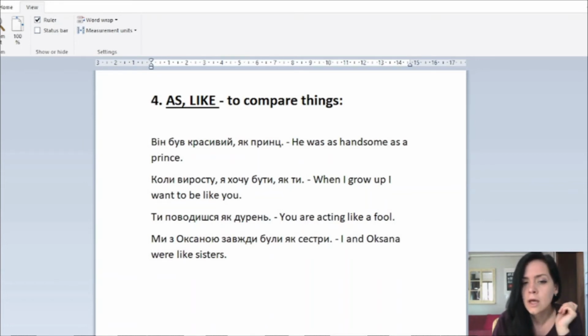And the last instance, ми з Оксаною завжди були як сестри. So many people are having problems understanding this structure. So in Ukrainian we usually wouldn't say I and Oksana. Я і Оксана завжди були як сестри. We could, but usually we would say ми з Оксаною, meaning I and Oksana. So we say we, ми, with Oksana. We with Oksana, meaning I and Oksana. Okay? Well, that's how we say things.